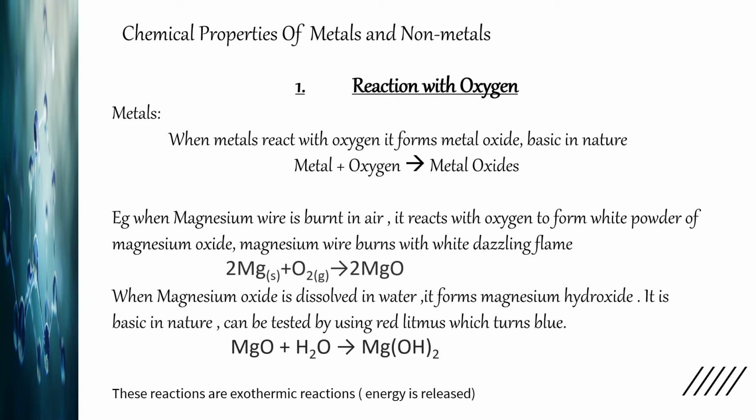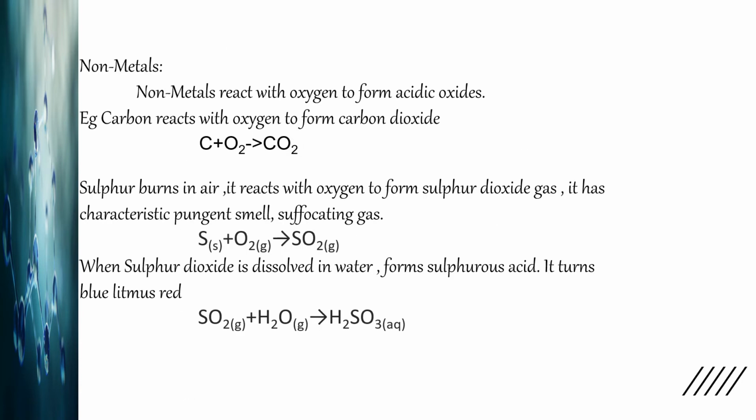Now we'll see what happens with non-metals. The general reaction is non-metals react with oxygen to form acidic oxide. Metals form basic oxide, and non-metals form acidic oxide. We are going to see two examples. The first is carbon reacts with oxygen to form carbon dioxide. It is a simple reaction where carbon plus oxygen giving you carbon dioxide.